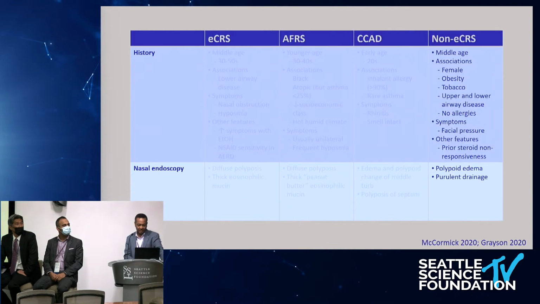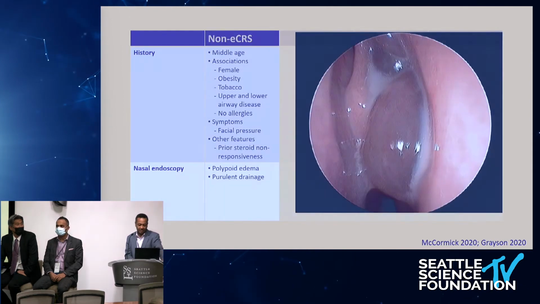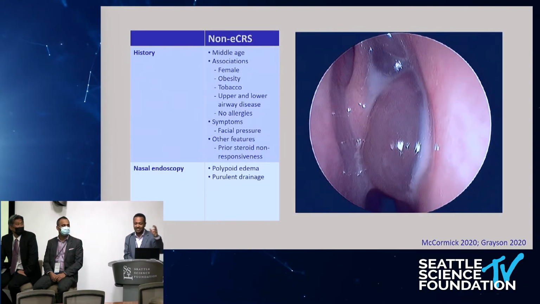And then finally, your non-eosinophilic CRS, which, like I said, can be either polypoid or not. Middle age, a variety of associations, again, listed here, often present with facial pressure, interestingly, as opposed to your eosinophilic chronic rhinosinusitis, where that's less of a feature. Again, not a constant, but just a little bit of a flag to kind of point you in the right direction. Other features, a prior history of non-responsiveness to steroids. So that's important to try and tease out. And then finally, the endoscopic examination. Rather than that eosinophilic mucin, you're seeing this frank purulence straining out of the sinuses.